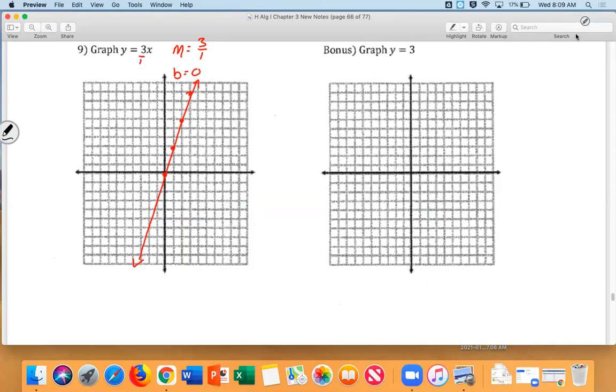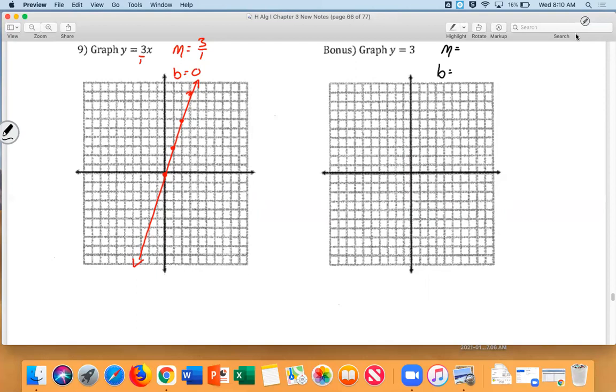All right, last one, the bonus. I hate it when they say bonus because kids automatically think, oh, it's hard, I'm not going to do it. It's actually very easy. Harshan, I believe it was you. The slope is the number in front of the x. Right?